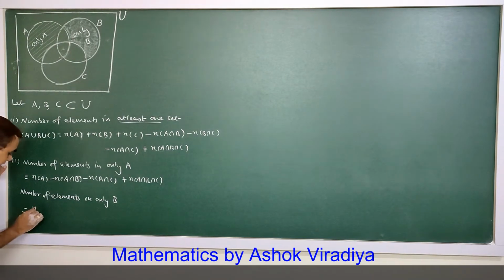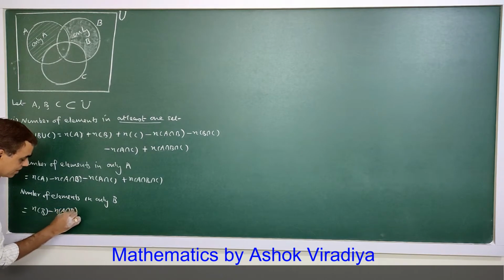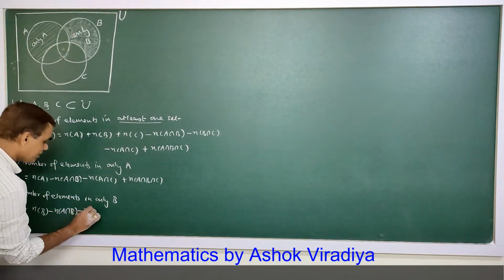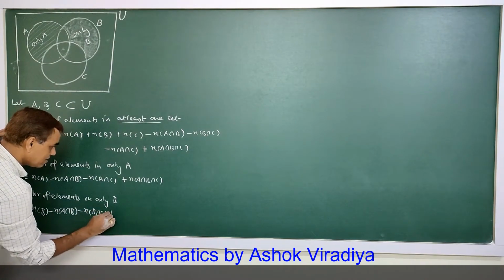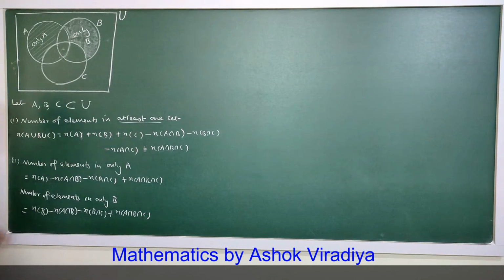So number of elements in B minus A intersection B minus B intersection C plus A intersection B intersection C.